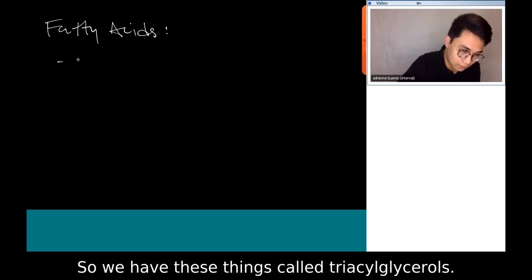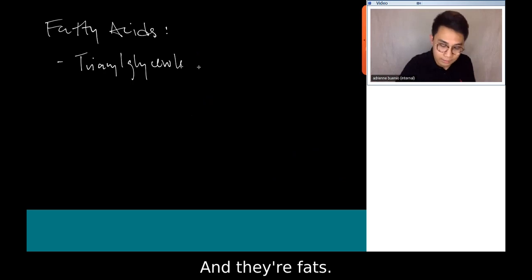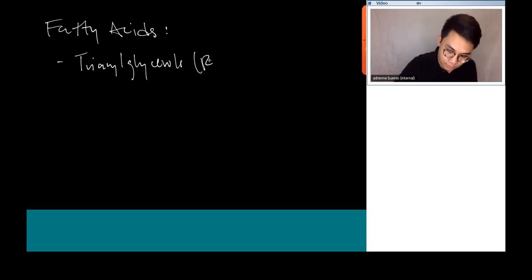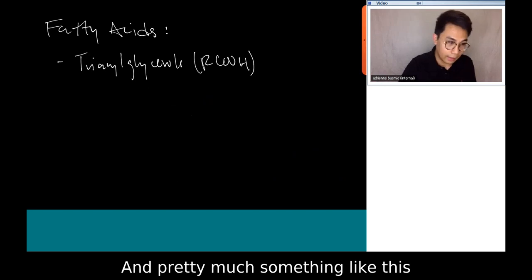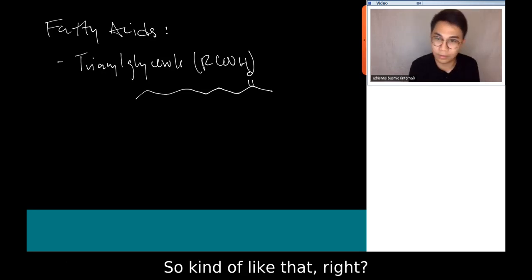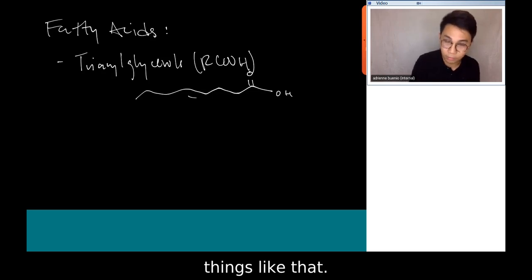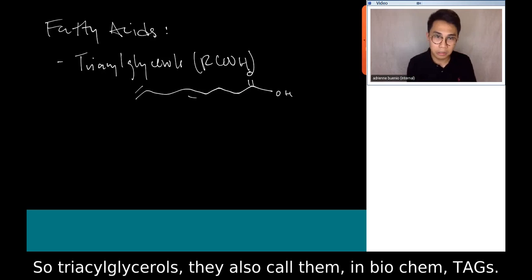So we have these things called triacylglycerols, right? And they're fats. The composition is RCOOH, and pretty much something like this is the most normal one, with a carboxylic acid over here, right? Whatever. It can have double bonds, it can have no double bonds, things like that. So, triacylglycerols. In biochem you'll also call them TAGs, right?